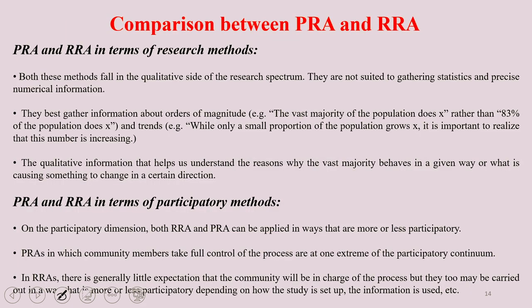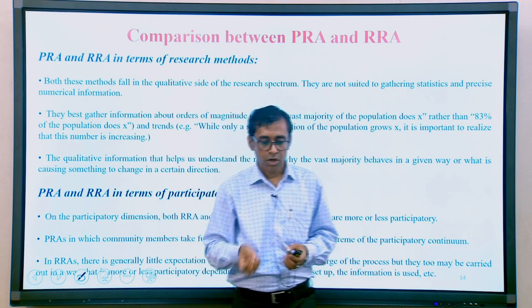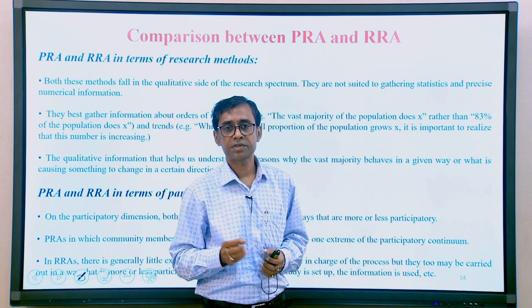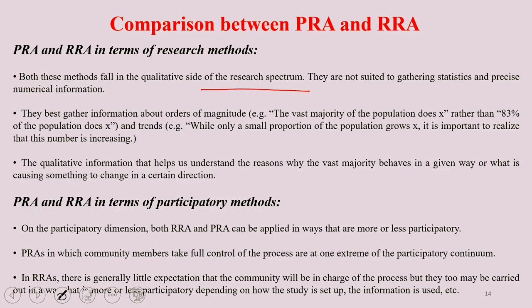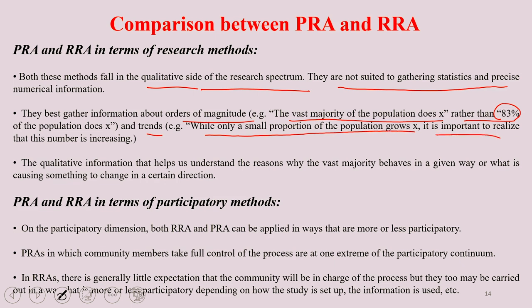Now, comparison between PRA and RRA, already by now you all will be knowing what are the differences. Both these methods fall in the qualitative side of the research spectrum, okay, qualitative side. They are not suited for gathering statistics and precise numerical information, okay. What they could do best is gather information about orders of magnitude. As for example, vast majority of population does X, rice farming suppose. Rather than we cannot tell exactly the percentage, okay, then we can talk about trends. While only a small proportion of the population grows X, it is important to realize that this number is increasing.